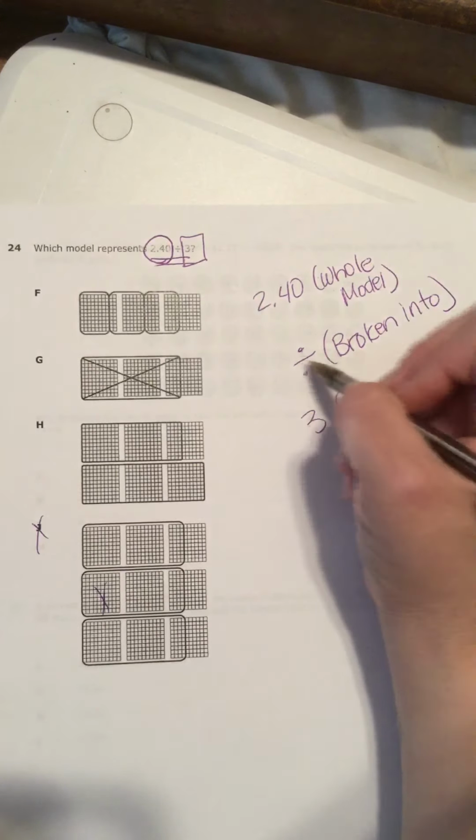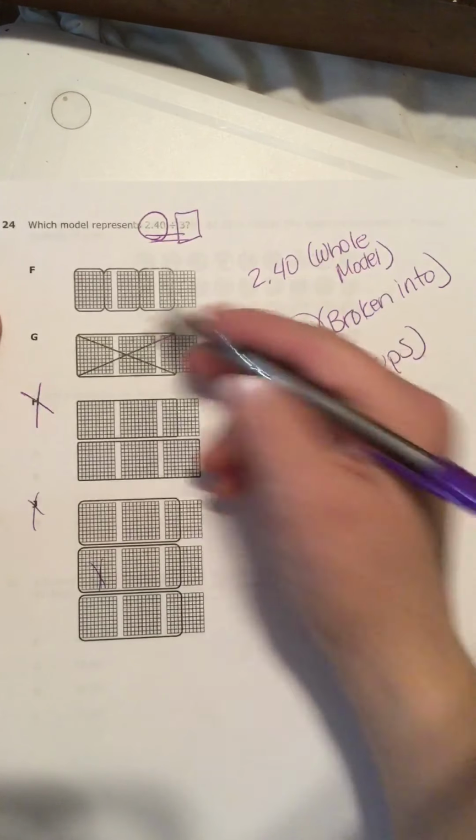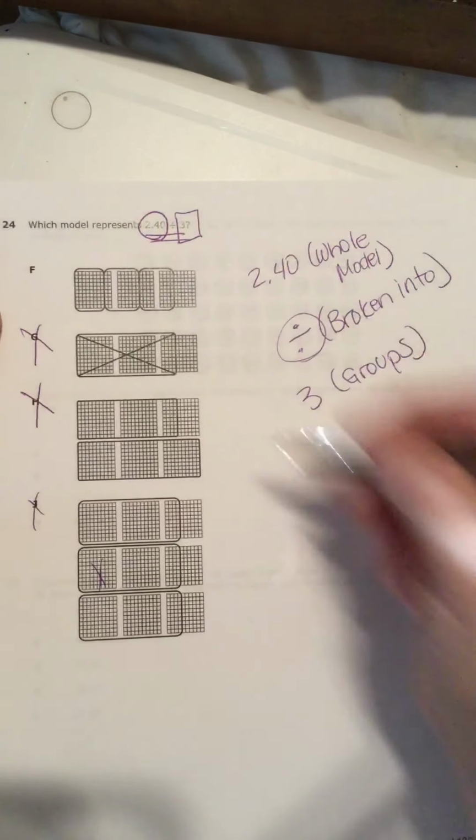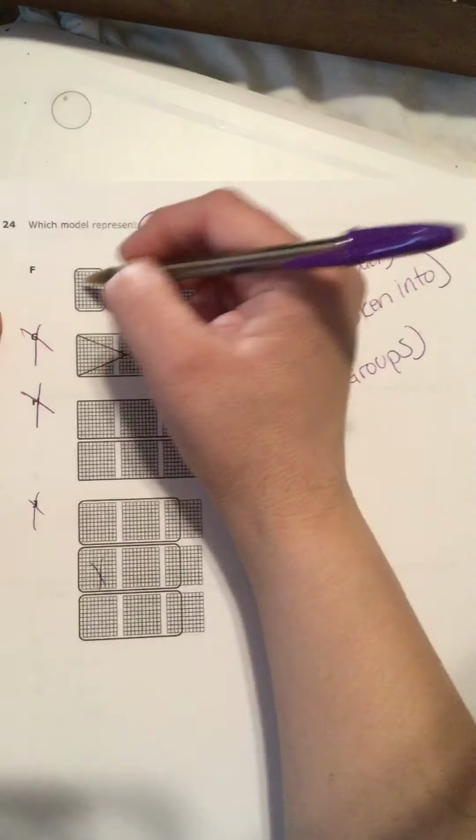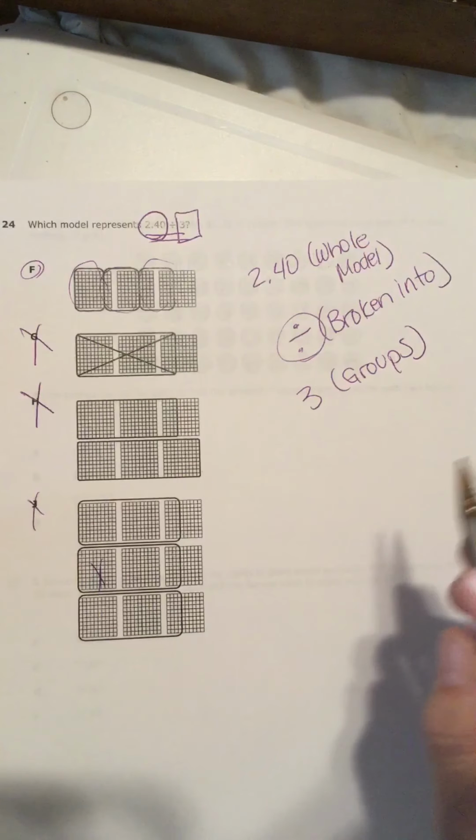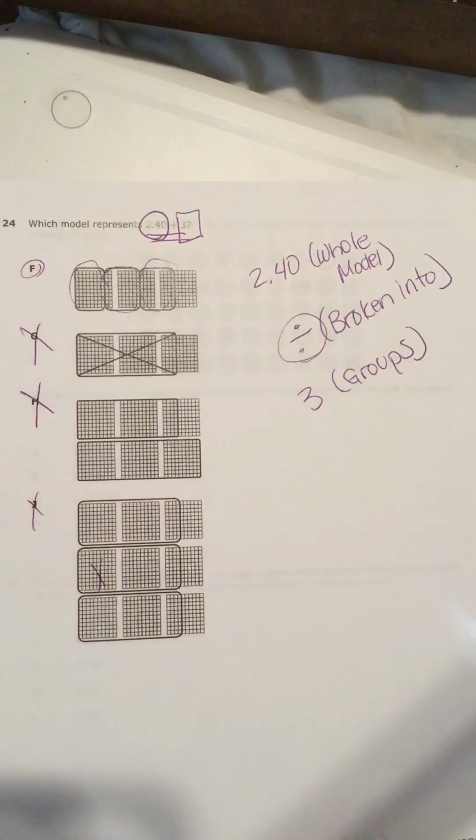This one is 2 4/10 and then 3 wholes. Not an option. This is 2 4/10. I don't even know what's going on there. Okay, this is 2 4/10 broken into 1, 2, 3 groups. Okay, 2 4/10 broken into 1, 2, 3 groups. Okay, all right.